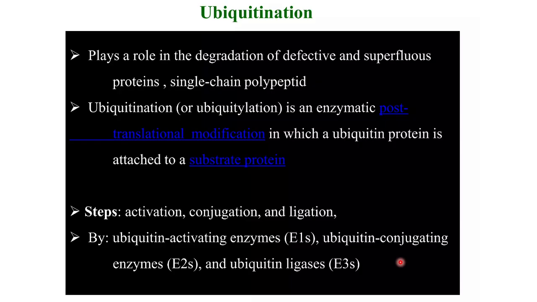Now, some post-translational modifications include ubiquitination, where you have the degradation of defective or superfluous proteins, like a single chain polypeptide. Ubiquitination is an enzymatic post-translational modification in which ubiquitin is attached to a substrate protein. The steps include the activation of that particular protein, then the conjugation, and ligation happens. So by ubiquitin activating enzymes, you have the E1, E2s, and the ubiquitin ligases like E3. There are several ubiquitin ligases that are very important for the downregulation of different kinase pathways, receptor pathways, and cancer causing pathways like the MAPK.